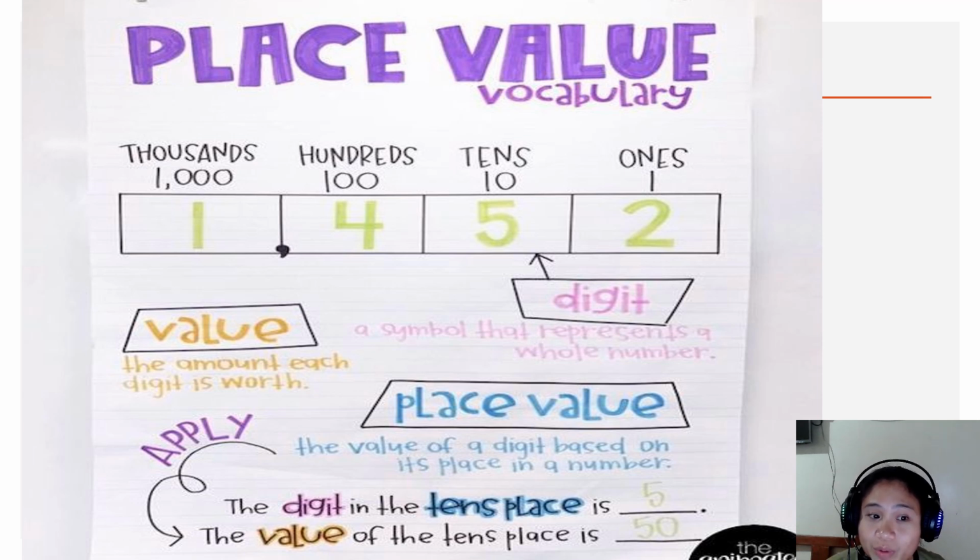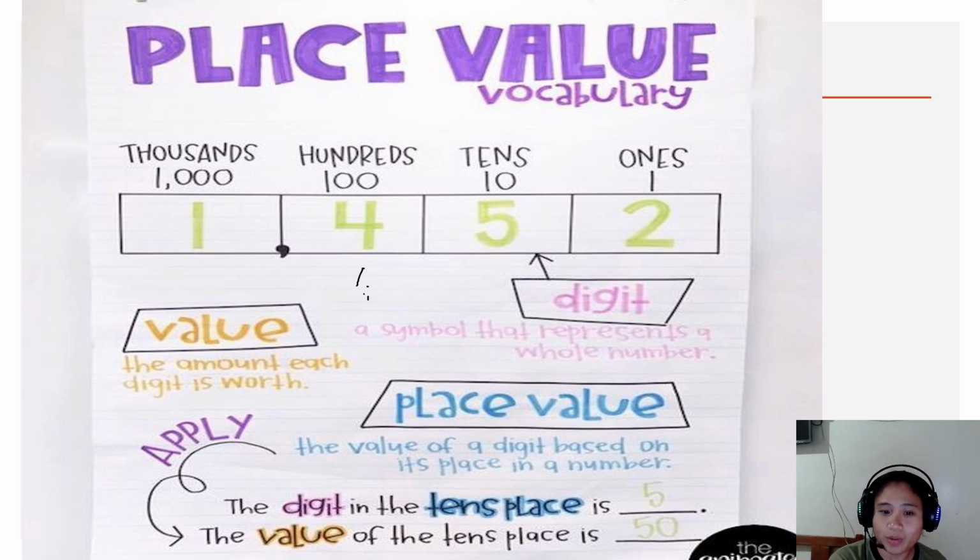So when we are going to place it in a value, what is the place of this 2? So it will become 2, and the 5 will become 50, and the 4 will become 400, and the 1 will become 1000.